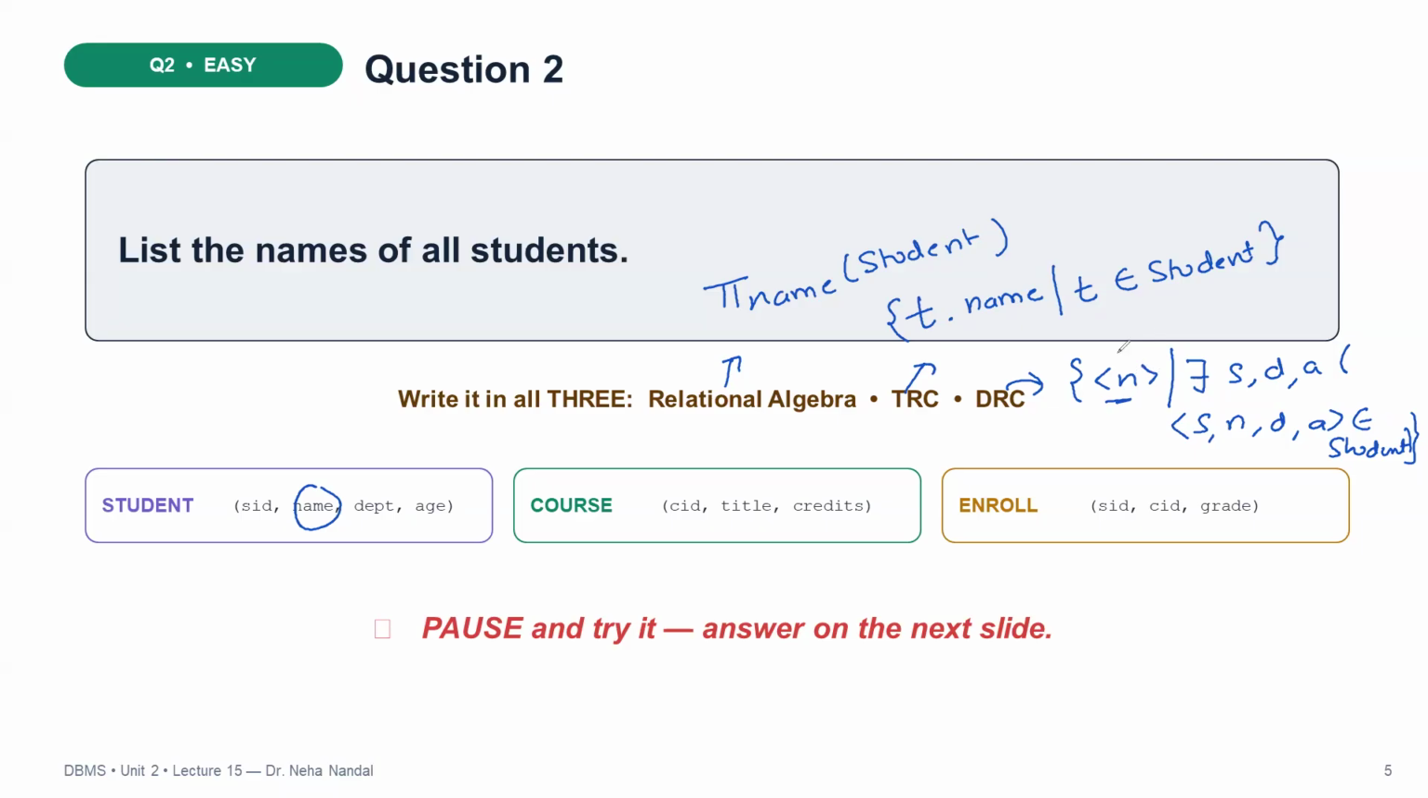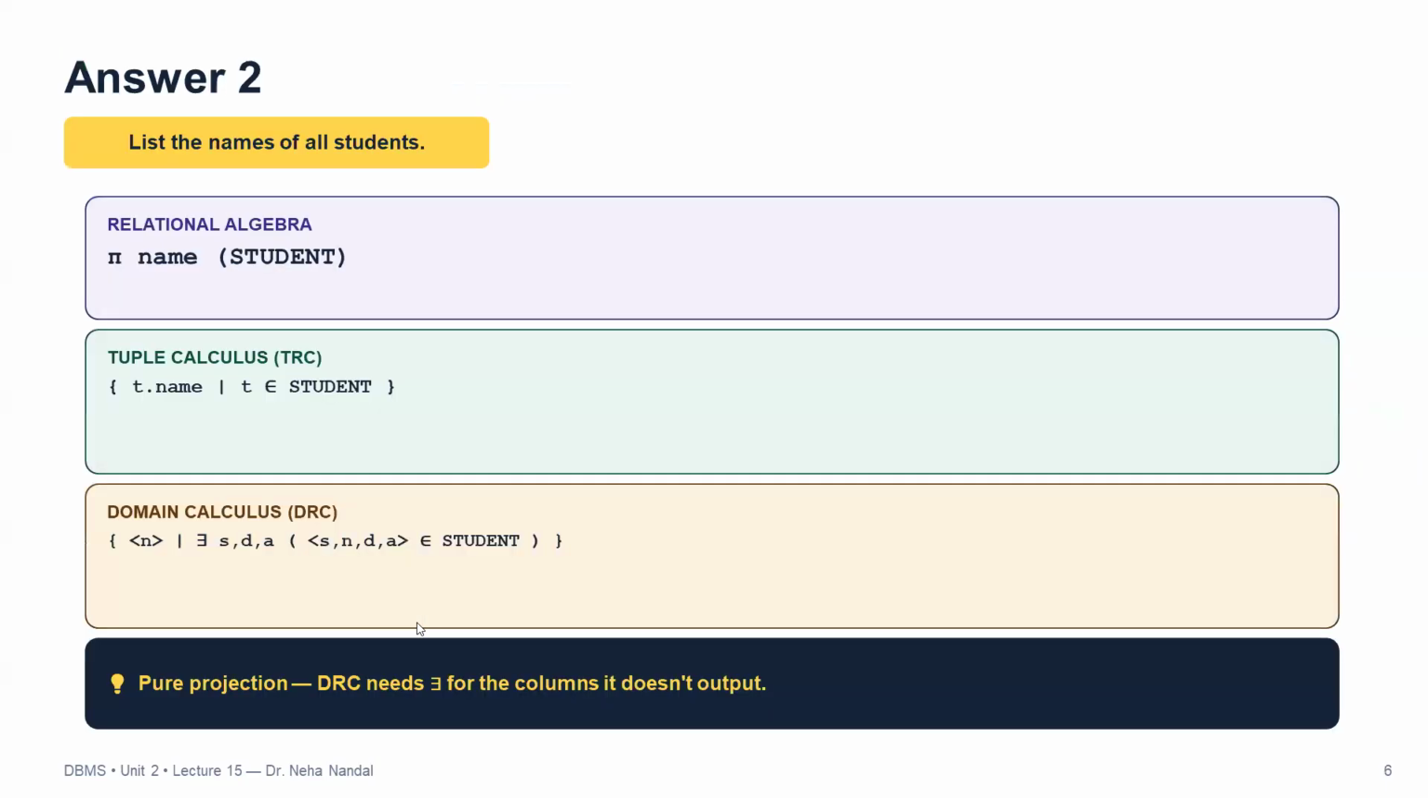If you're displaying everything like in the previous query, then you will write down all of them together. But if you're not displaying them, you have to bound them with there exists, and you have to mention the pending column names. Correct? I hope you got it. So this is the answer. For any doubts, please drop a comment. Let's move to the next question.